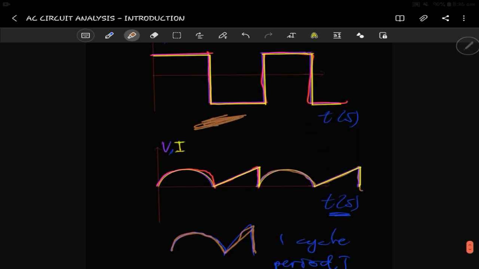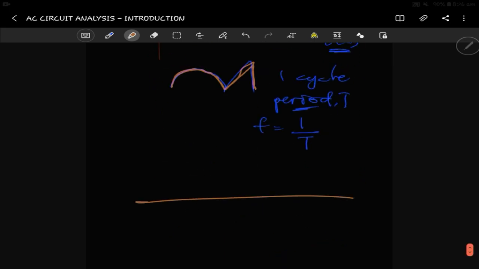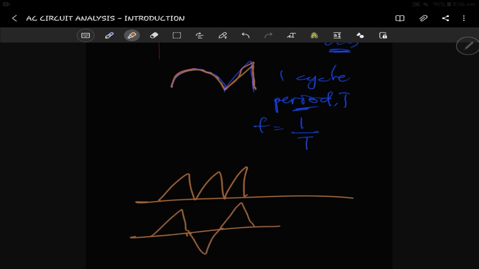It could be something like this, which looks like a rectangle, and this looks like a combo. It could even be just triangles. You could have something just like this, or it could be any shape at all.